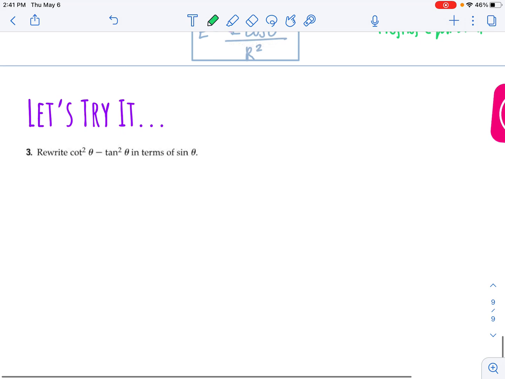So now I'd like you to pause and try number 3, where you are rewriting cotangent squared of theta minus tangent squared of theta in terms of sine of theta.